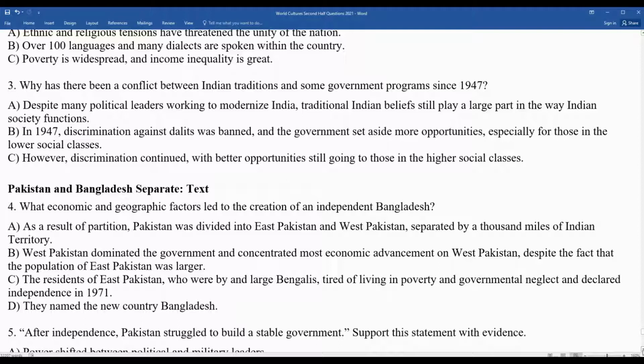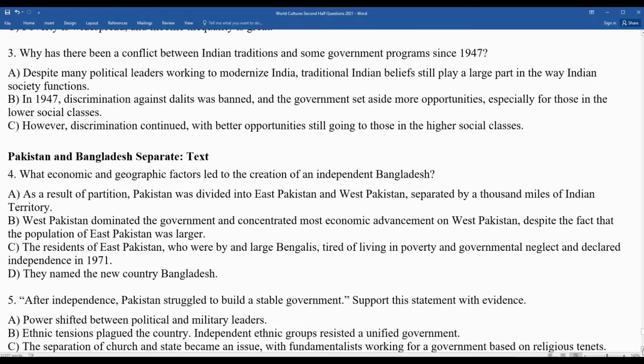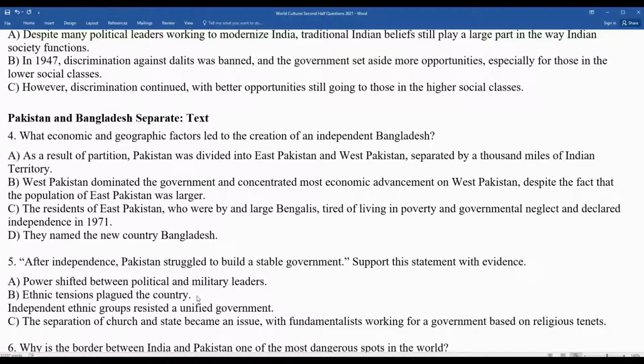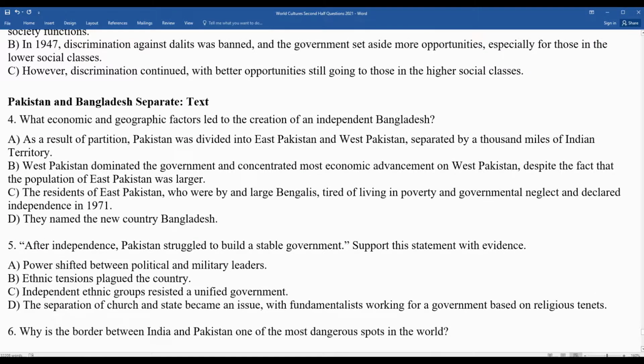After independence, Pakistan struggled to build a stable government. Support this statement with evidence. Power began to shift between political and military leaders. Ethnic tensions began to plague the country. Independent ethnic groups resisted a unified government. All these factors contributed to a very difficult transition during this period of time. Additionally, the separation of church and state became an issue, with fundamentalists working for a government based on religious tenets, meaning tied to religion, religious law.